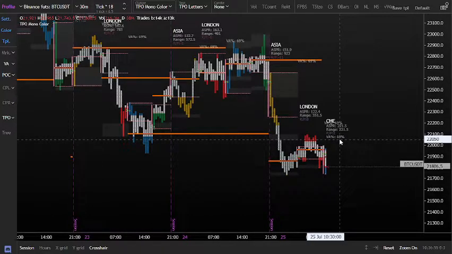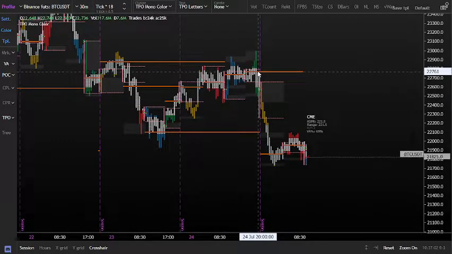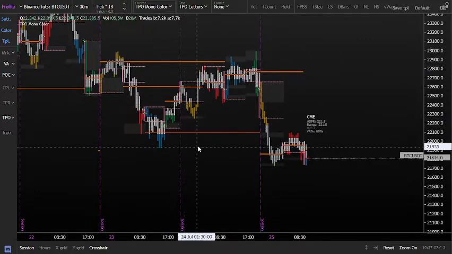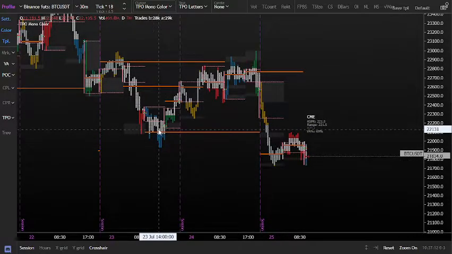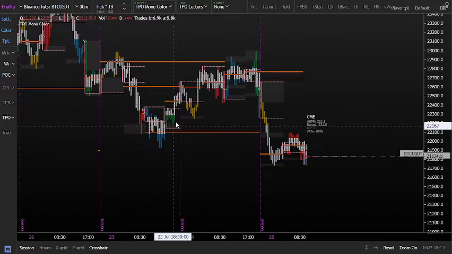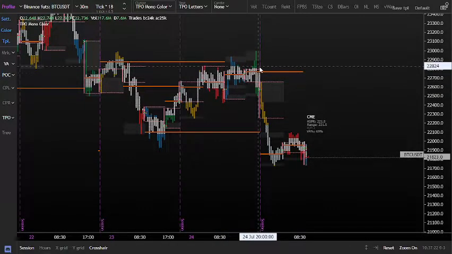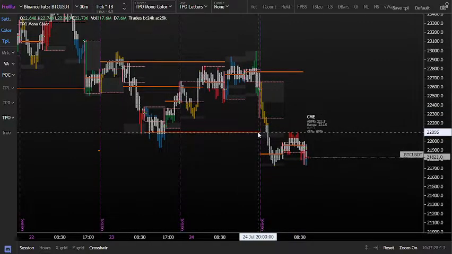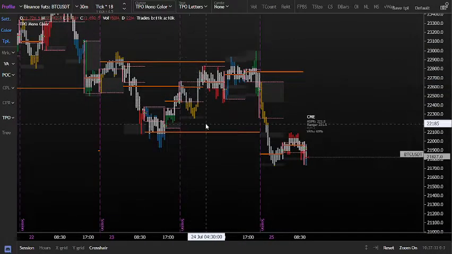Why do I like to use this tool in particular? Mainly to see this. If we have a previous session point of control that hasn't been touched yet, that doesn't mean that it will touch it. But for instance, we had a CME session naked point of control, then a full day developed, started two new sessions, and then it was tagged.